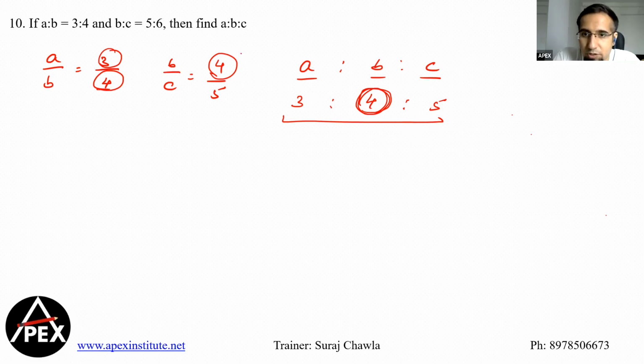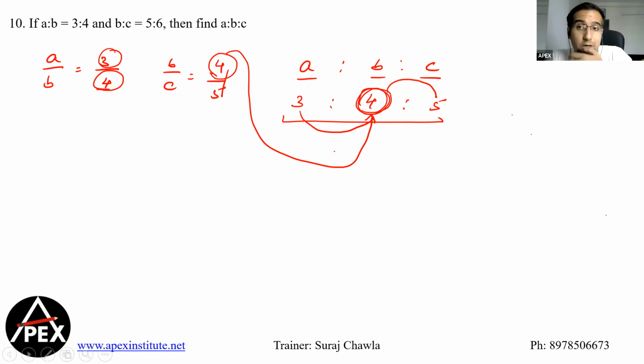Quick responses, guys, because 4 is already here. So I need not do... I have to merge these two. 4 is to 5 matches, 3 is to 4 also matches. That's why, if we keep the repeated term numerically the same, we can merge the ratios.